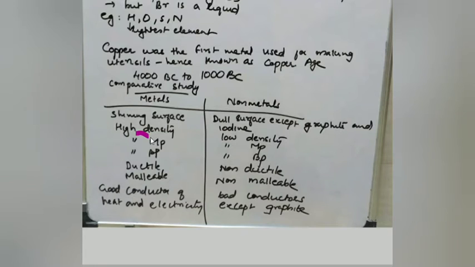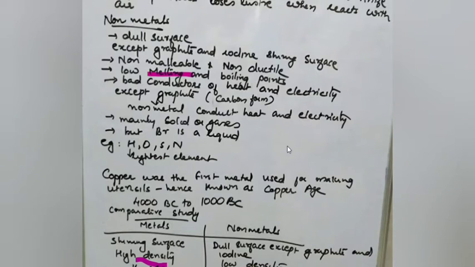Then comparing density, metals have high density. Non-metals have low density. Melting and boiling points are high in the case of metals, whereas low in the case of non-metals. Then metals are ductile and malleable, whereas non-metals are non-ductile and non-malleable. Metals are good conductors of heat and electricity, whereas non-metals are not conductors of heat and electricity.